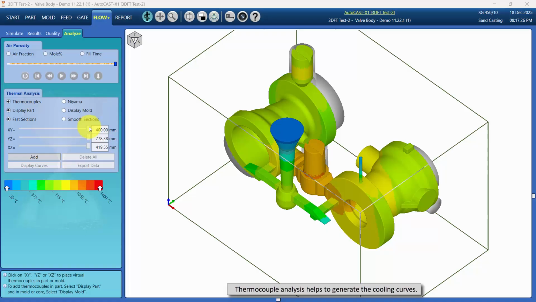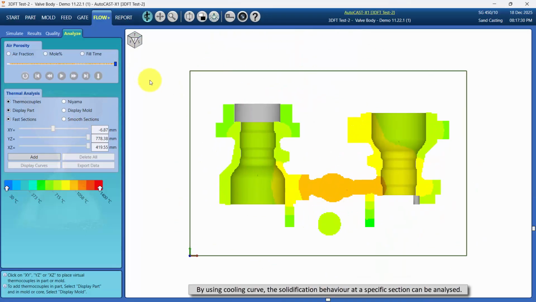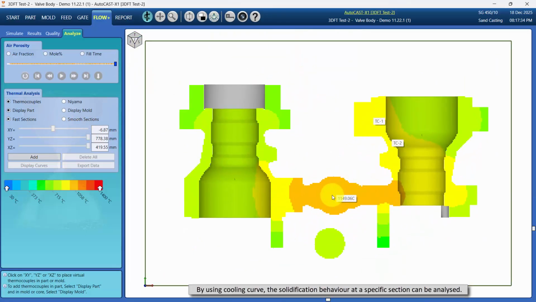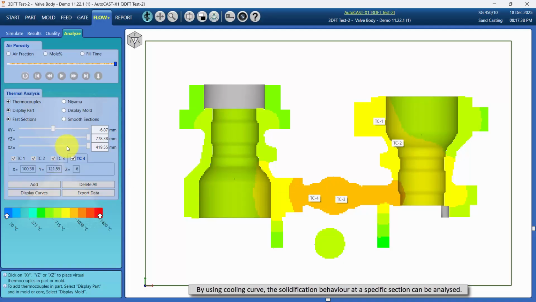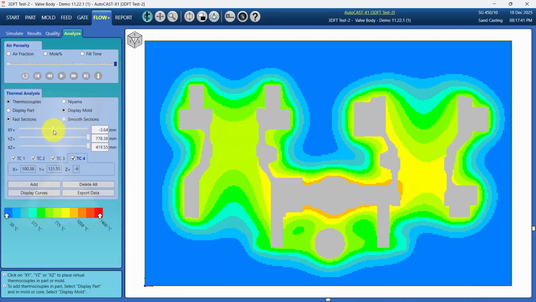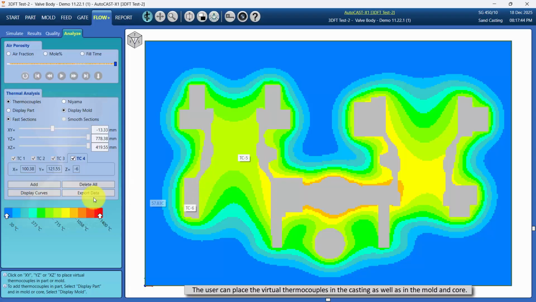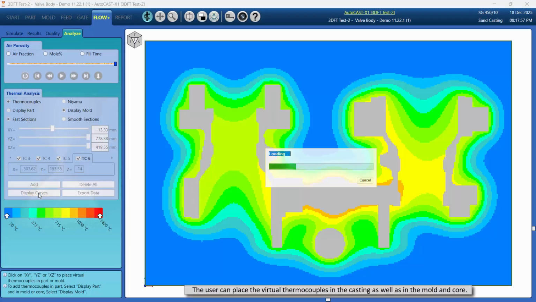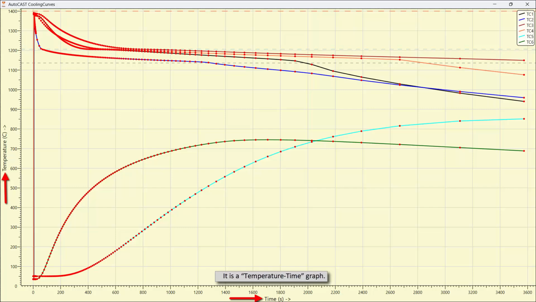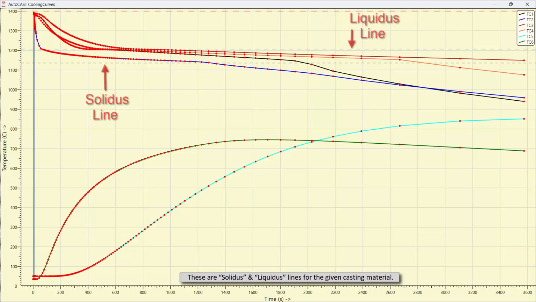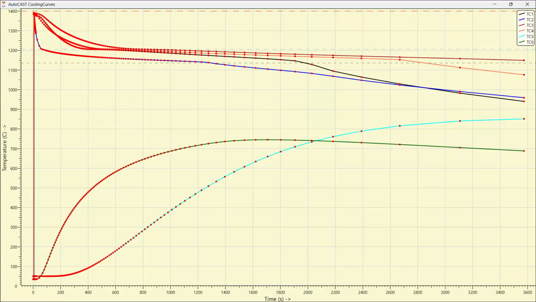Thermocouple analysis helps to generate the cooling curves. By using cooling curve, the solidification behavior at a specific section can be analyzed. The user can place the virtual thermocouples in the casting as well as in the mold and core. It is a temperature time graph. These are solidus and liquidus lines for the given casting material.